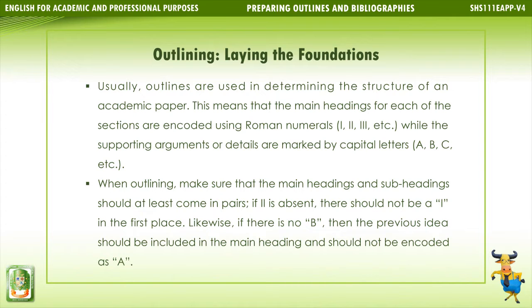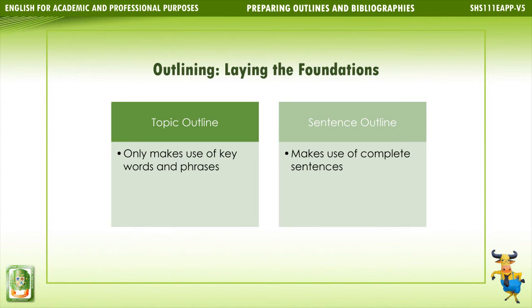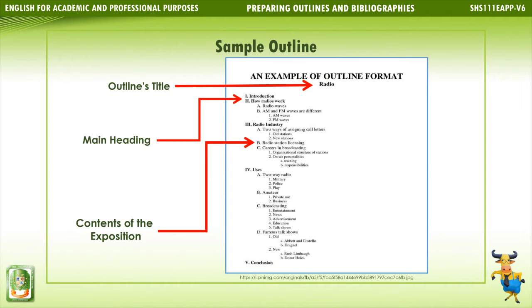be encoded as A. There are 2 types of outlines, topic outline and sentence outline. Topic outline only makes use of keywords and phrases, while sentence outline makes use of complete sentences. See this sample outline. You can see the outline title, main heading, and the contents of the exposition. Following is a short video that will give you some tips on how to make an outline. Let us proceed to the next slide.